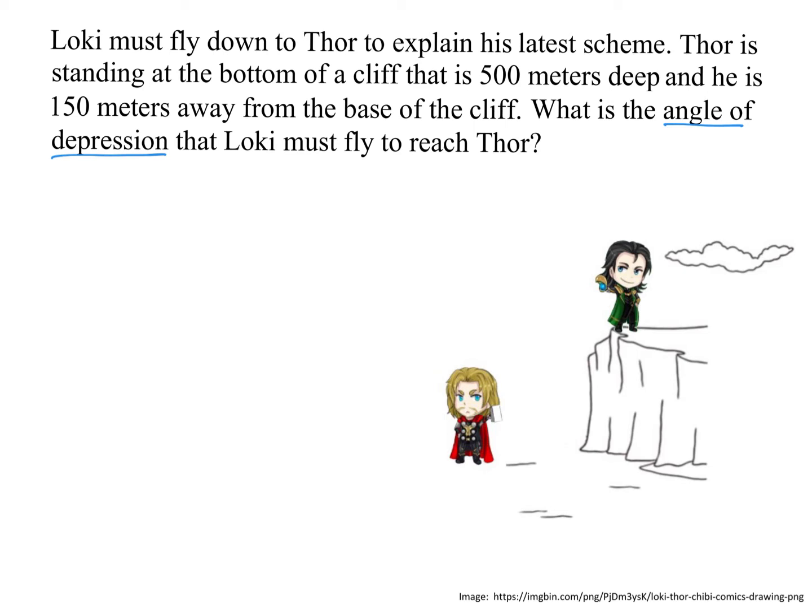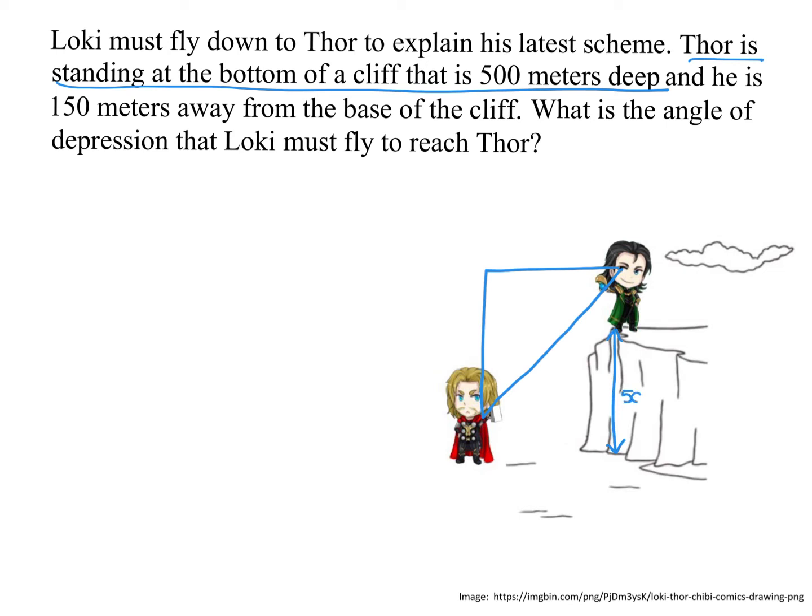Okay, let's start out by making our actual triangle. So I'm going to start off with the line of sight and then draw the horizontal. Here's our triangle. Remember, it should be flipped like this for the angle of depression. Now it says that Thor is standing at the bottom of a cliff that is 500 meters deep. So the cliff itself right here is 500 meters deep. Now, where am I going to put that on the actual triangle? Well, look over here. This is the vertical section. So the vertical section of the triangle is going to be 500 meters.